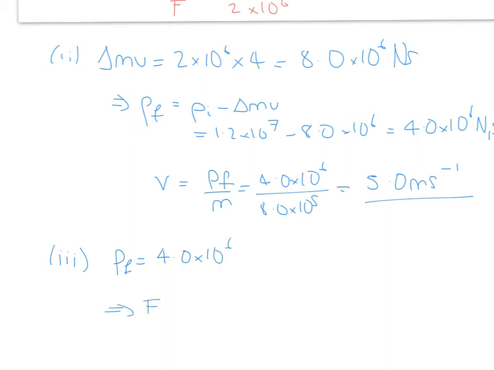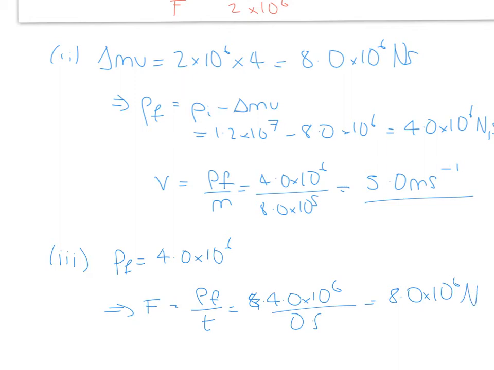So the force is going to be the change in momentum when it strikes, so it could, in theory, lose all that momentum. So that's there, 4 times 10 to the 6. It says the collision occurs over half a second, so 0.5. So that's going to be 8.0 times 10 to the 6 newtons.